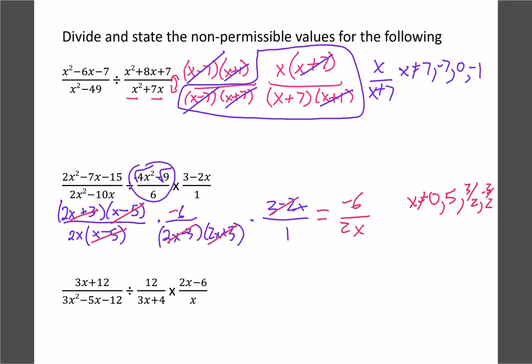So we have that, which we kind of messed up. We could have actually taken out a 2. We could have actually canceled the 2 with the 6 to get 3. So that would simplify to just negative 3 over x. Okay, let's try the last one.